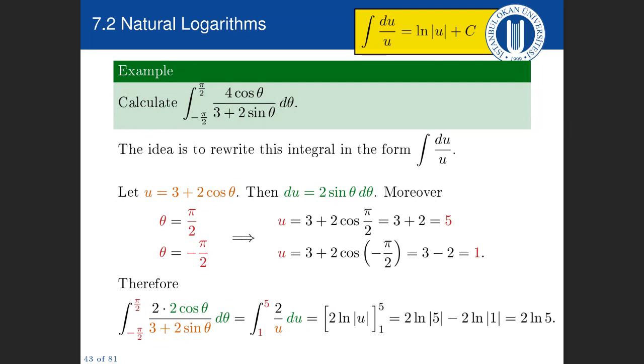This one we can calculate. The formula is in the yellow box at the top. An antiderivative of 2 divided by u is 2 natural logarithm of the absolute value of u. We have 2 ln 5 minus 2 ln 1, but ln 1 is just 0. So the answer to this problem is 2 ln 5.